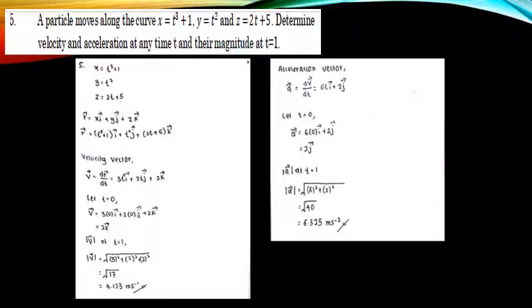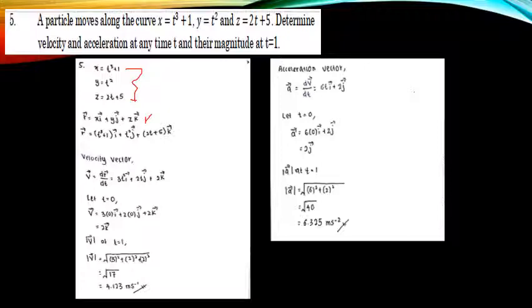For question 5, a particle moves along the curve given by x equals t to the power of 3 plus 1, y equals t squared, and z equals 2t plus 5. Determine the velocity and acceleration at any time t, and the magnitude at t equals 1. So here's my first step. From the equation, we get these three equations, so I wrote it into vector form.